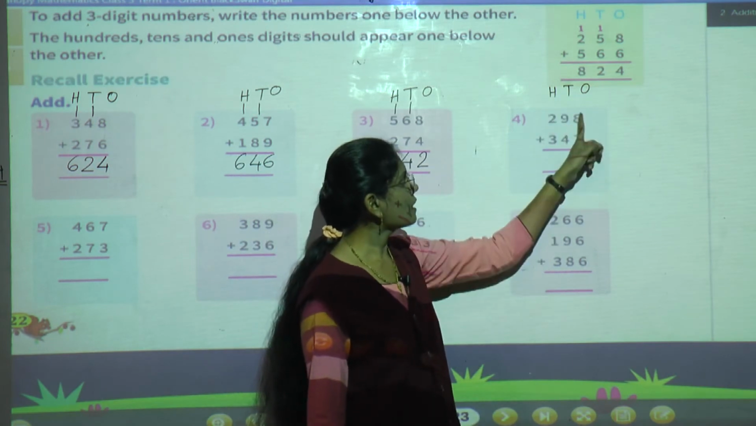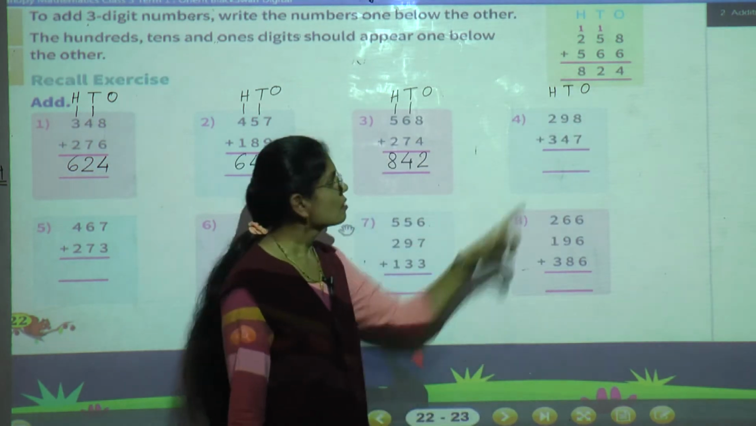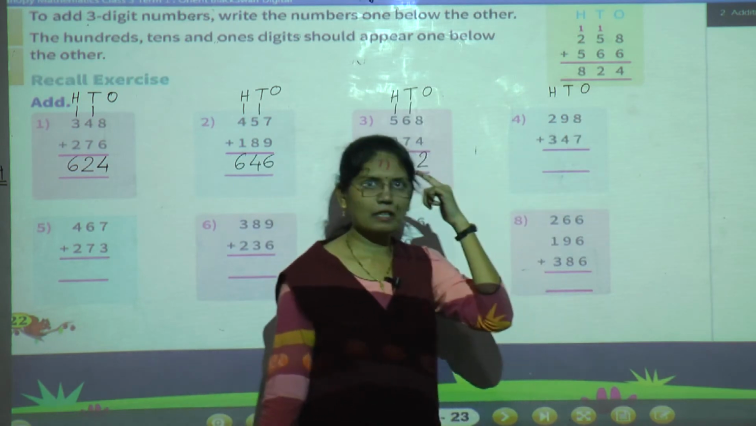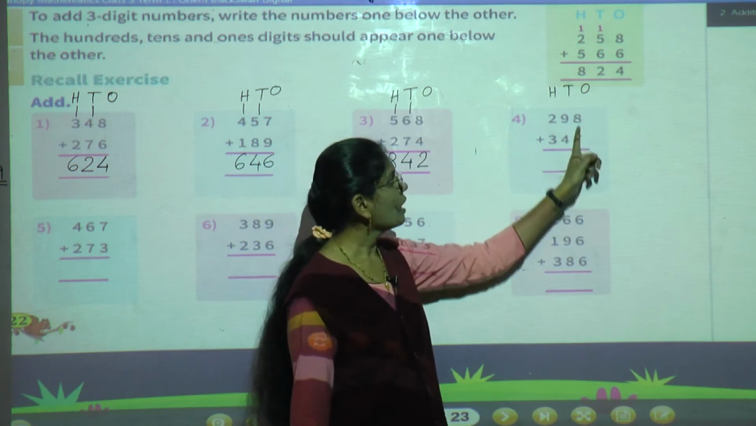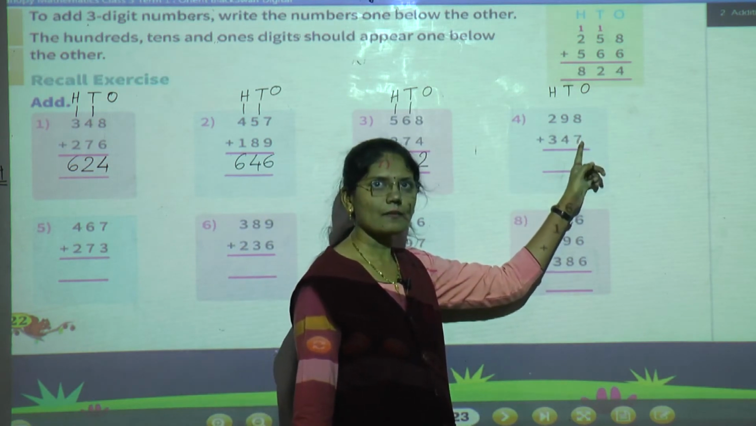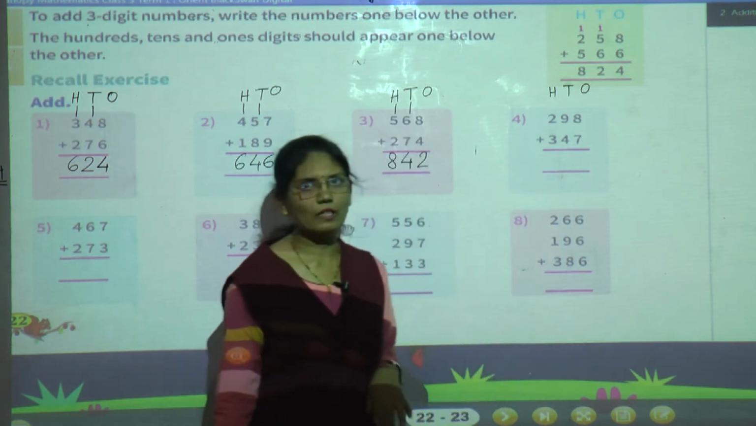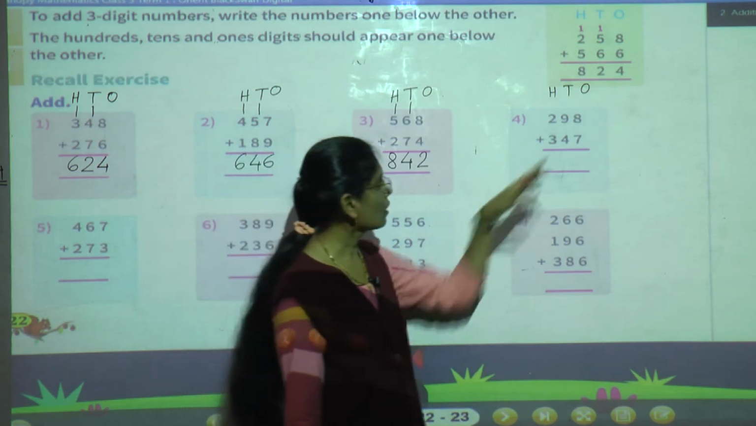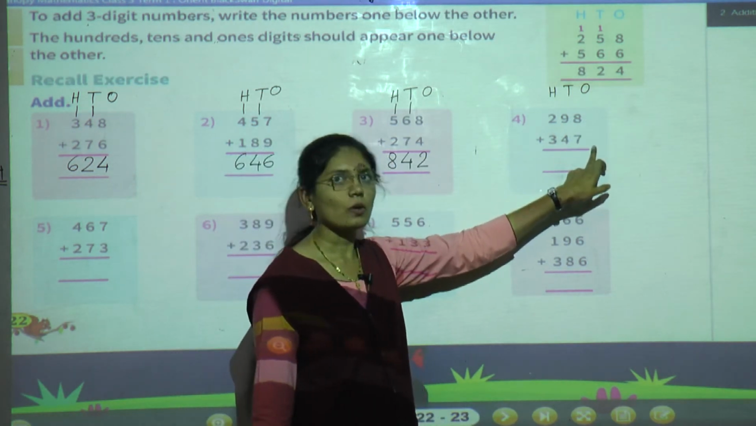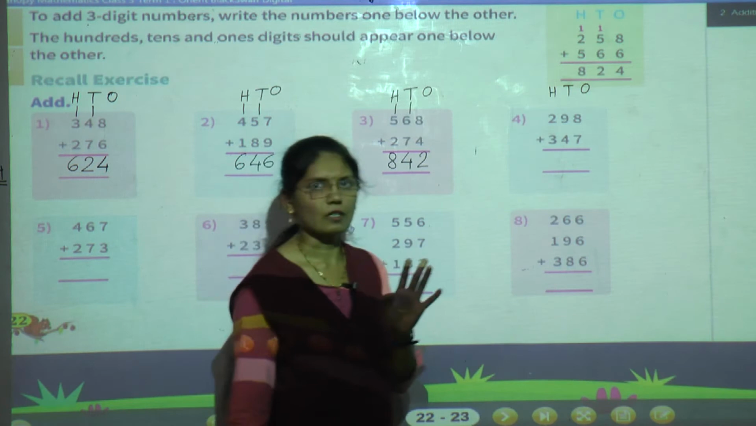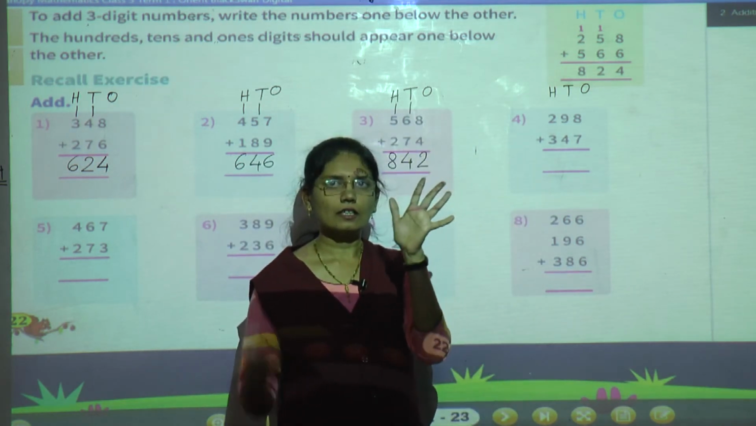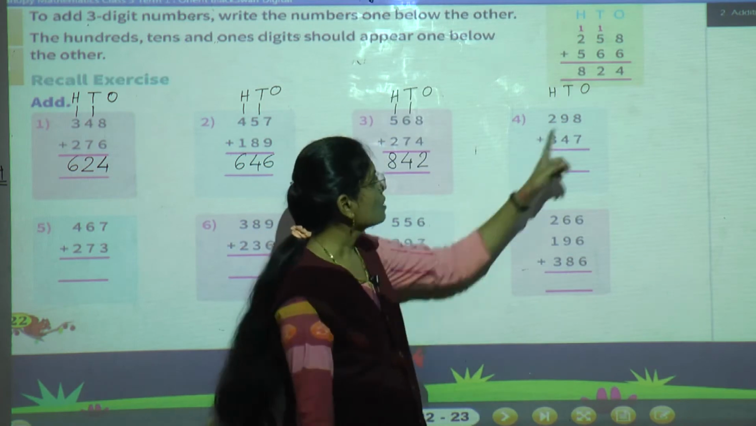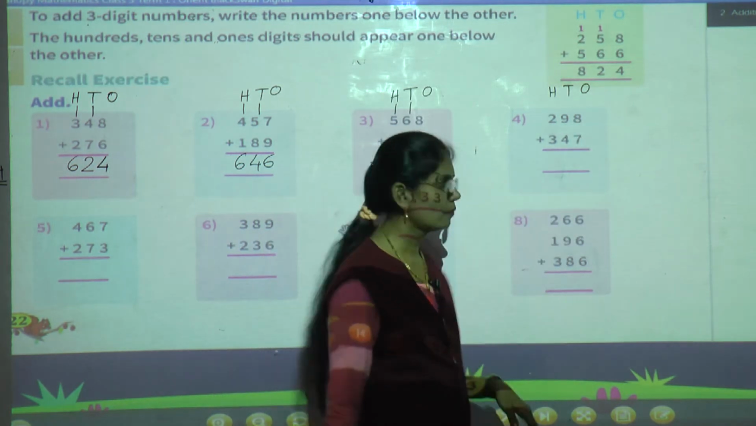At ones place 8 and 7 are there. So keep this 8 in our mind. Okay. And which number is there next? 7 is there. So take out your 7 fingers. Show your 7 fingers. Okay. Now after 8 you have to count your 7 fingers. So 9, 10, 11, 12, 13, 14, 15. So 8 plus 7, 15.